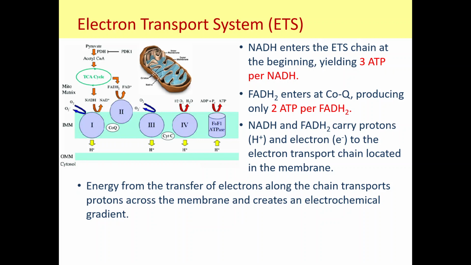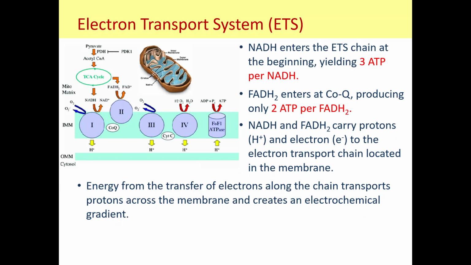And well, please take a note. Please go through the notes here. The energy formed from the transfer of electrons along the chain transports protons across the membrane and creates an electrochemical gradient. Hence the name electron transport system. So the energy from the transfer of electrons goes through the chain and transports protons across the membrane from one side to another.